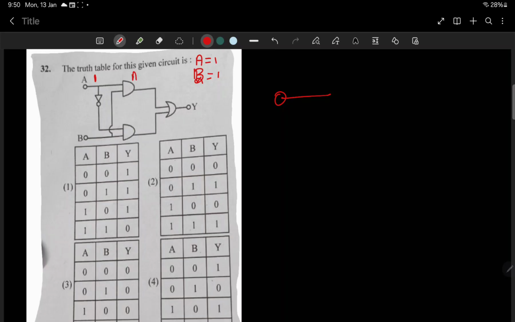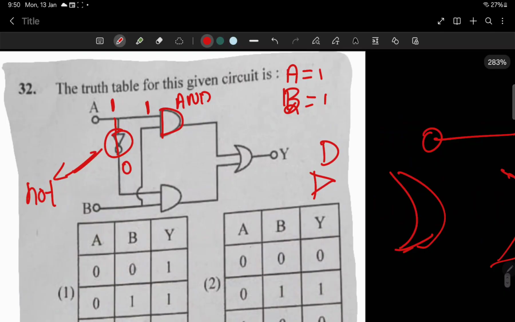So if you are giving A as 1, now this is an AND operator. You know that AND operator. This is the OR operator. Now this is the NOT operator, NOT, or complement. So 1 is here, 1 is going here. Now this is going down. So NOT 1 is 0. It's becoming 0.